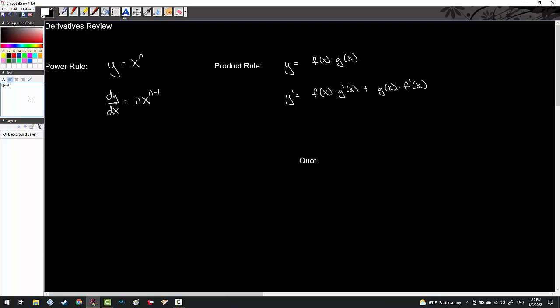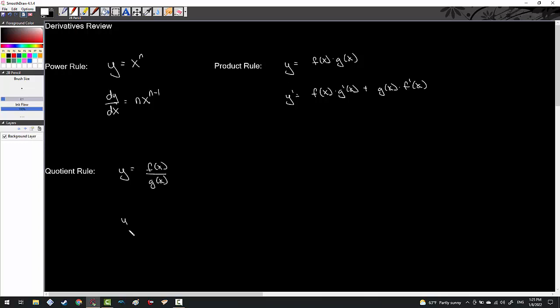Quotient rule. Unimaginatively, you would assume that quotient rule happens when you have two functions that are being divided by each other, most of the time. Of course, sometimes we can do a little bit of algebra, a little bit of manipulation to avert quotient rule, but let's assume we can't. This time, y equals f of x divided by g of x.